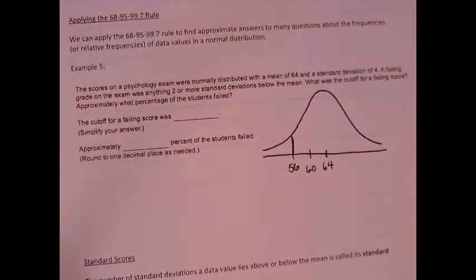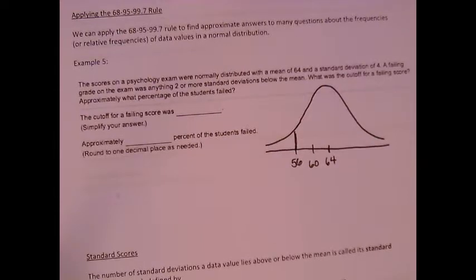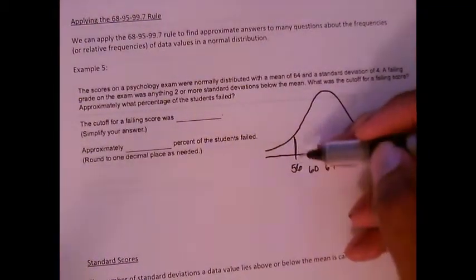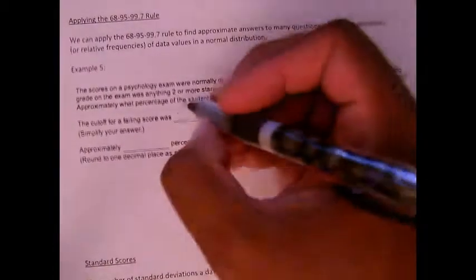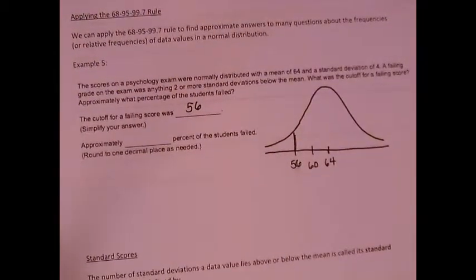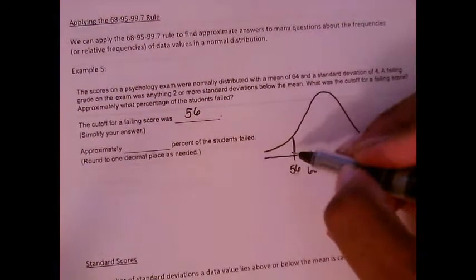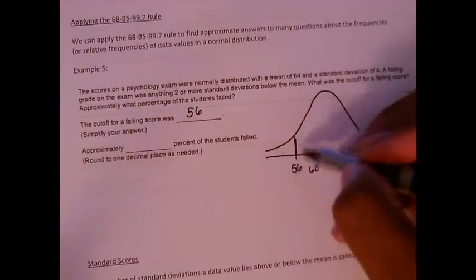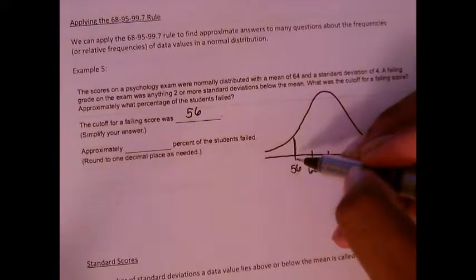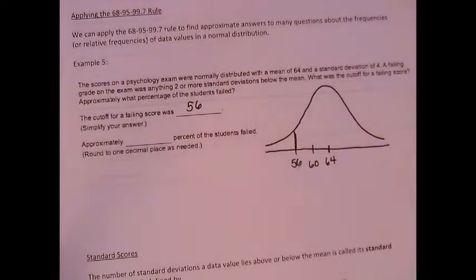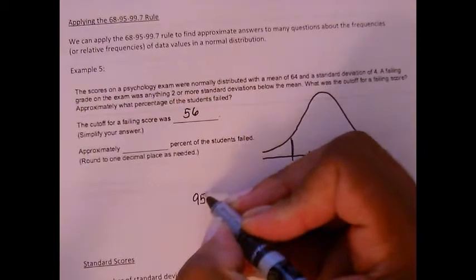So now, a failing grade on the exam was anything 2 or more standard deviations below the mean. So if a student had a score of anything less than 56, that was failing. And what percent of students failed? In this case, I know this is 2 standard deviations below the mean. According to the 68, 95, 99.7 rule, within 2 standard deviations of the mean would be 95%.